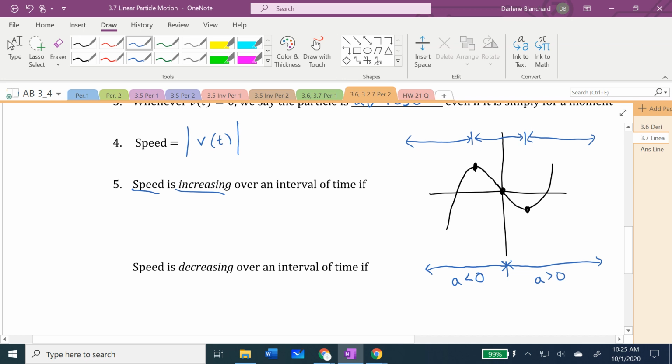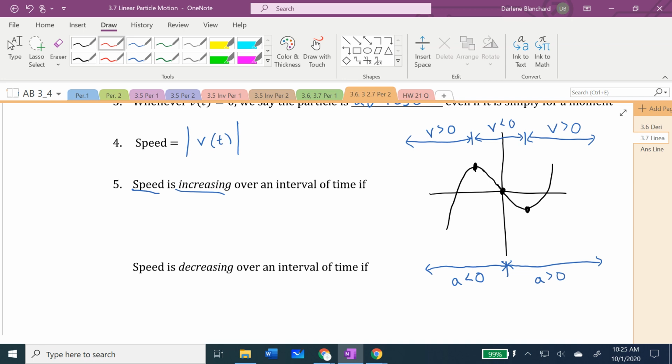For velocity, when I head up left to right, I have a positive velocity. When I head down left to right, I have a negative velocity. And again, I'm heading up, so a positive velocity.